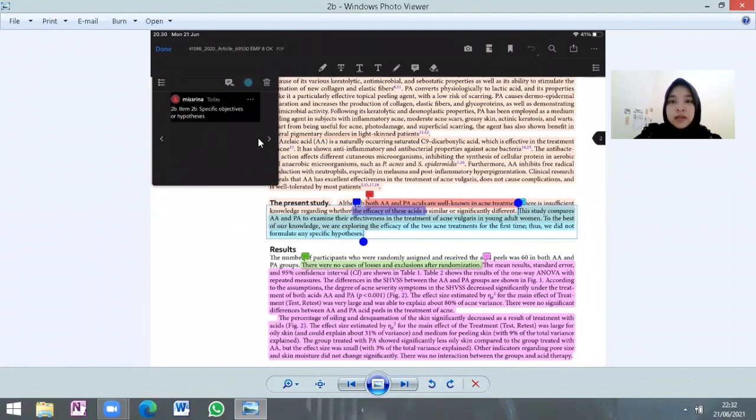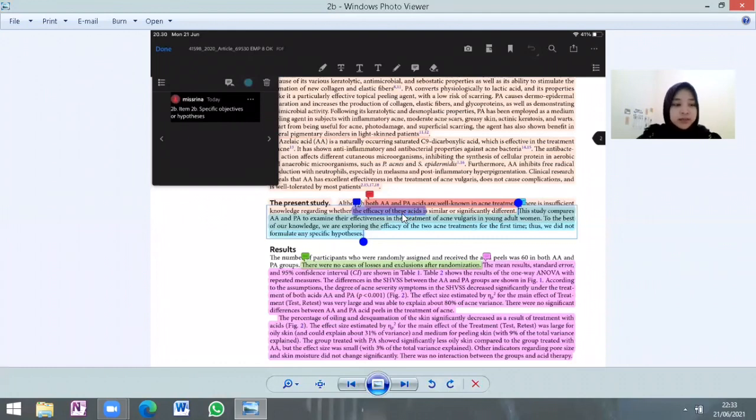The specific objective of the study is to compare AA and PA to examine their effectiveness in the treatment of acne vulgaris in young adult women. As for the hypothesis, they did not formulate any specific hypothesis because, to the best of their knowledge, they are exploring the efficacy of two acne treatments for the first time. We can also find what is known and what is unknown. We know that both AA and PA acids are well known in acne treatment, and what is unknown is the efficacy of these acids. That's all for the introduction section.